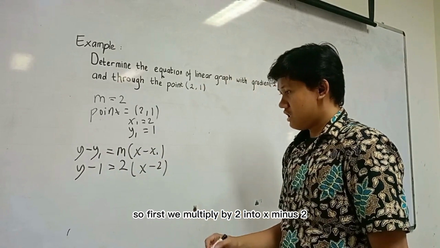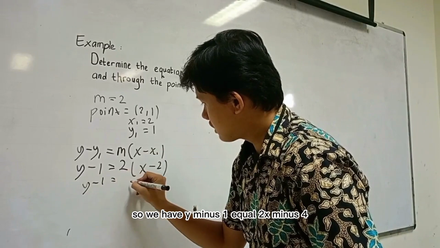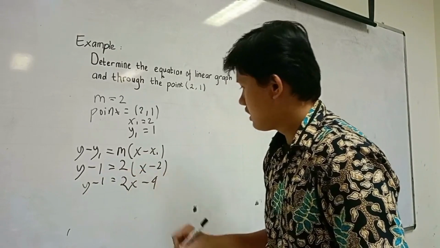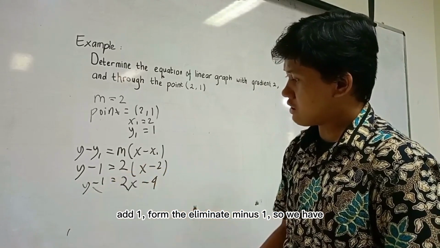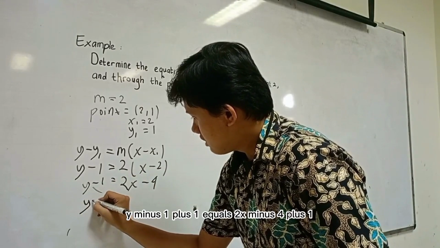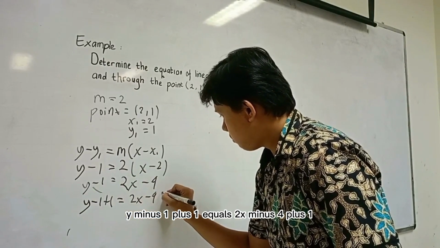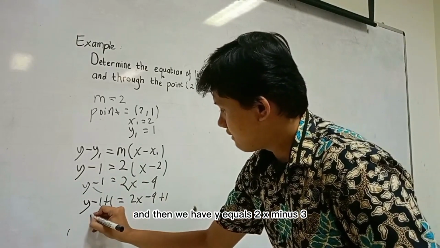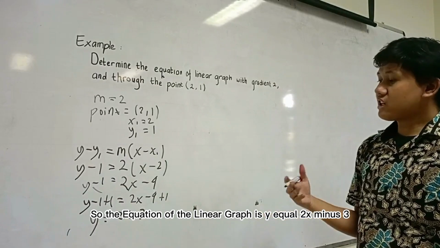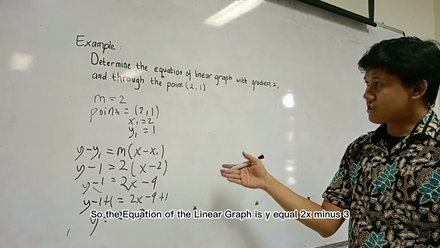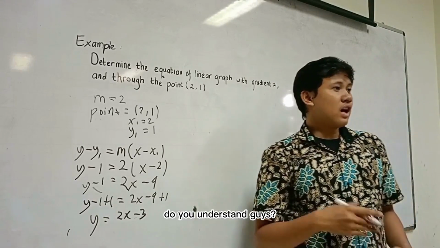First we multiply 2 into (x minus 2). So we have y minus 1 equals 2x minus 4, and then on both sides we add 1 to eliminate the minus 1. So we have y minus 1 plus 1 equals 2x minus 4 plus 1, and then we have y equals 2x minus 3. So the equation of the linear graph is y equals 2x minus 3, from the gradient 2 and the point (2, 1). Okay, do you understand, guys?